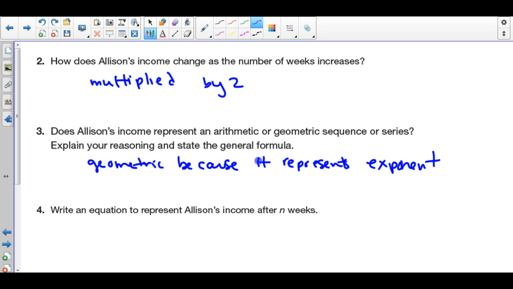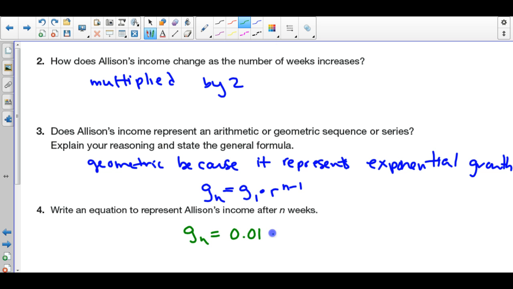So I'm going to write it represents exponential growth, which is what we would call it when our amount is getting larger and larger. It says state the general formula. This would be stating the explicit formula for a geometric sequence, which is where we took our first term times the common ratio to the n minus 1 power. So if we're going to write one for Allison's income, we would say G_n equals, and we take her first amount, which was 1 penny, times the common ratio of 2, to the n minus 1 power.